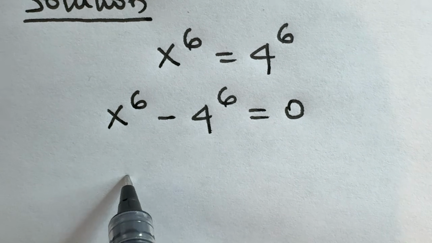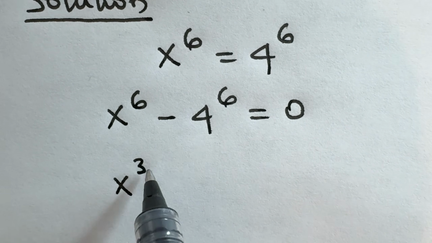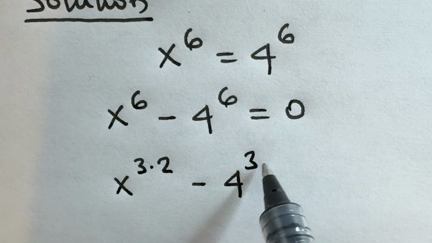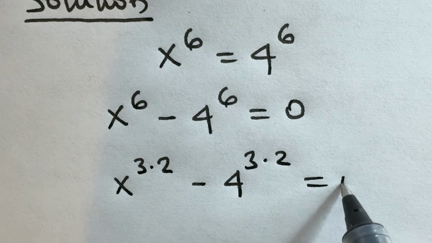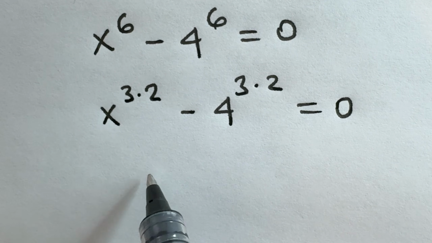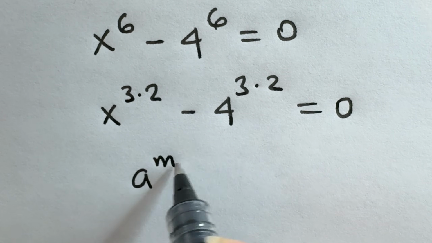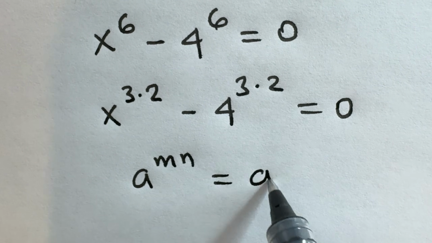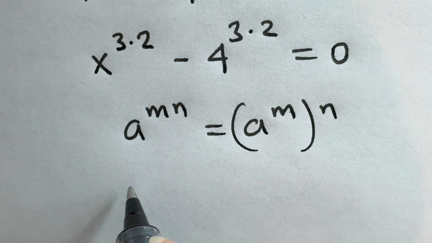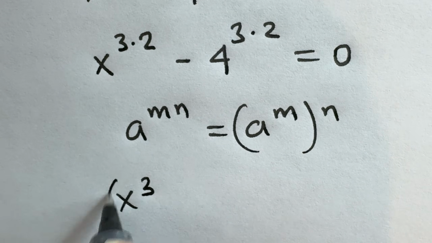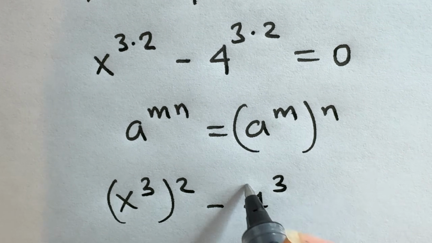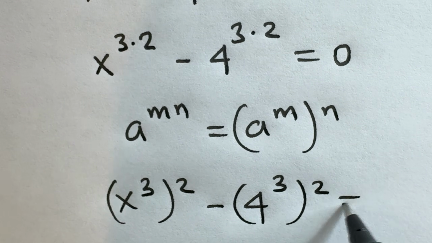Each of these can be written as x raised to power 3 times 2 minus 4 raised to power 3 times 2 is equal to 0. By law of indices, a raised to power m times n is the same thing as a raised to power m raised to power n. So this gives us x raised to power 3 raised to power 2 minus 4 raised to power 3 raised to power 2 is equal to 0.